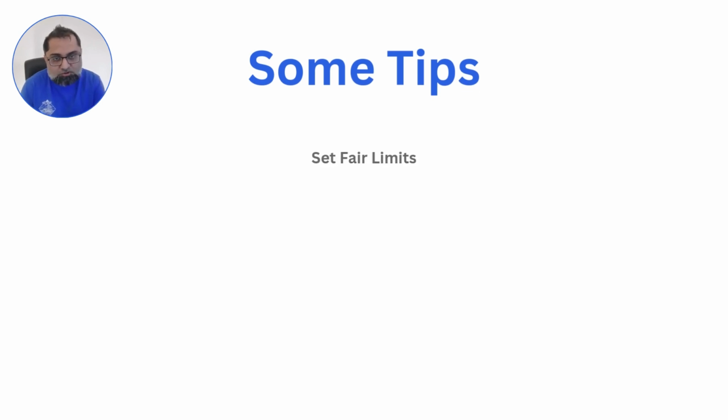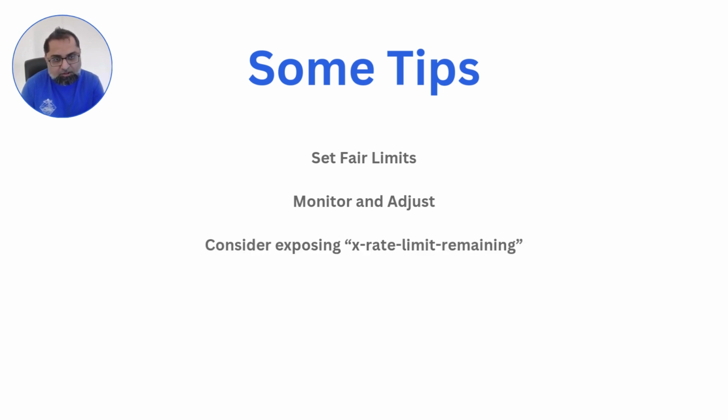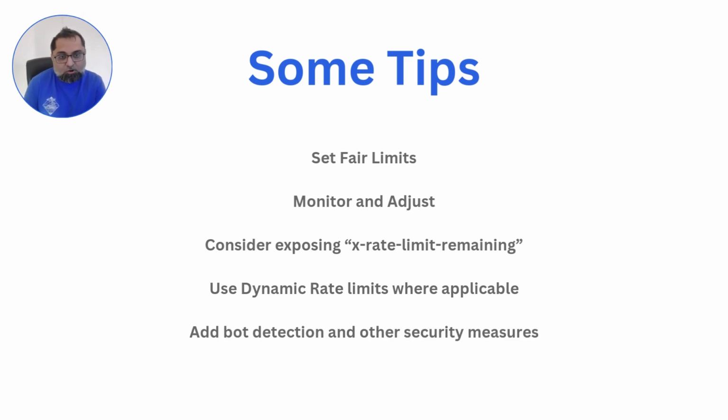To implement rate limiting effectively, start by setting fair limits. If your limits are too strict, legitimate users might be blocked. If they're too high, they won't be effective. Monitor your traffic patterns and adjust limits based on real world usage. If you're building an API, consider exposing headers like X-RateLimit-Remaining so users know how many requests they have left before hitting the limit. If you need flexibility, use dynamic rate limits, allowing higher limits for authenticated users or paid plans. Finally, combine rate limiting with other security measures like bot detection to protect your system against more advanced threats.